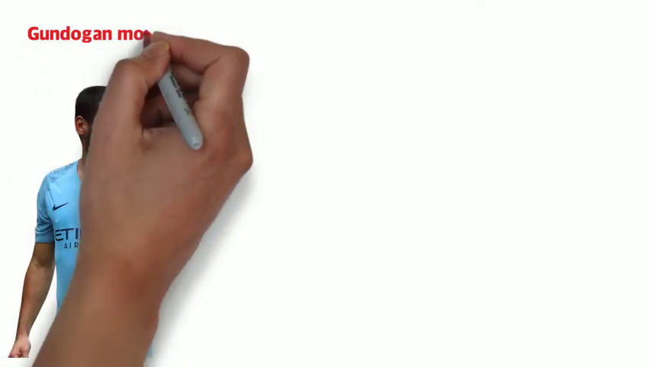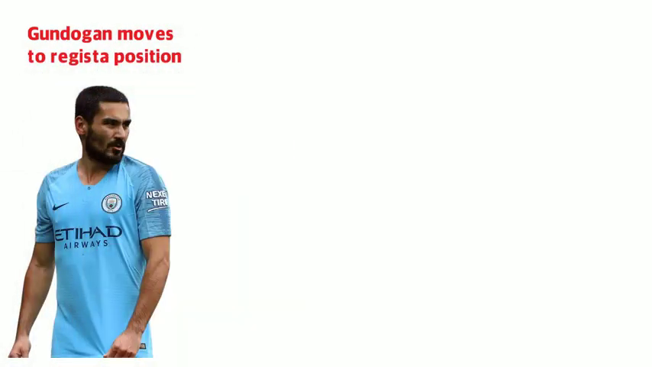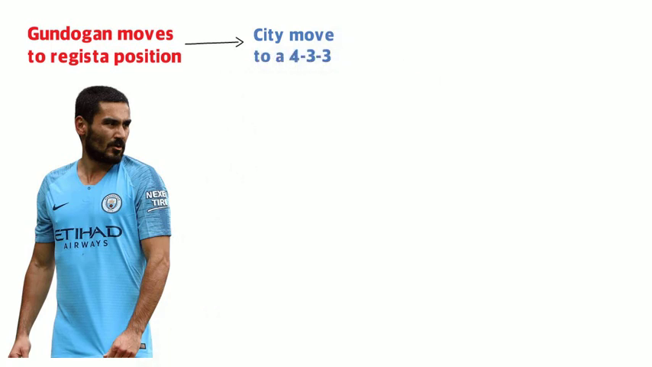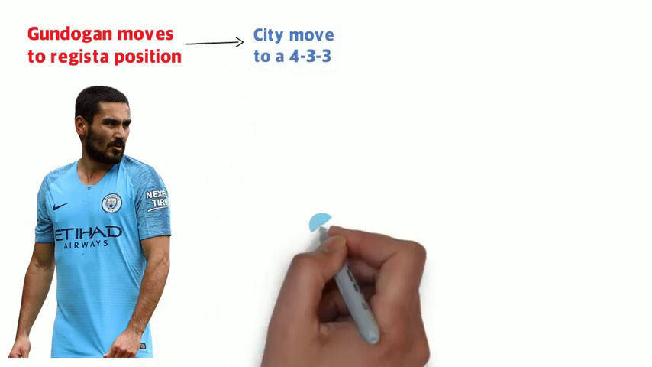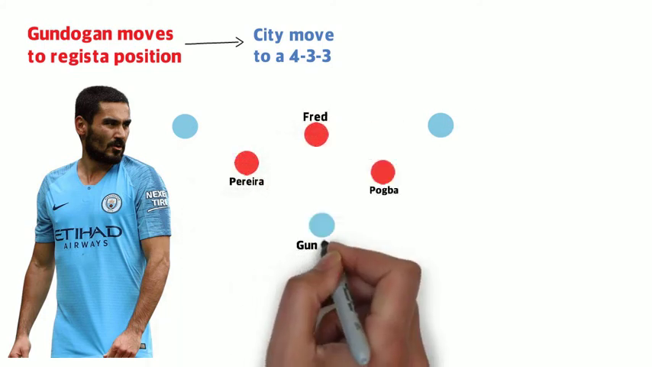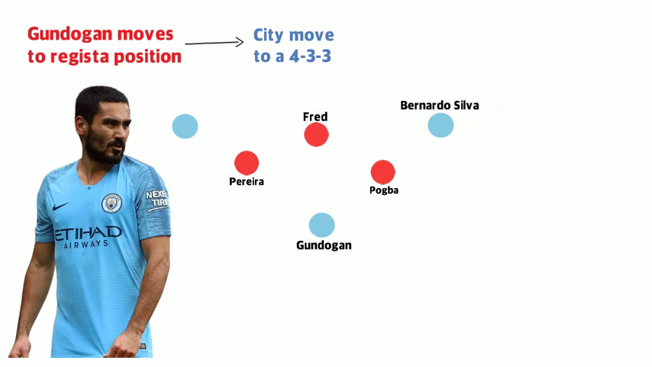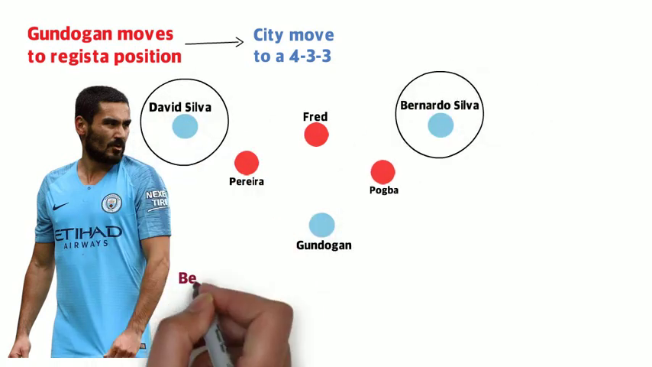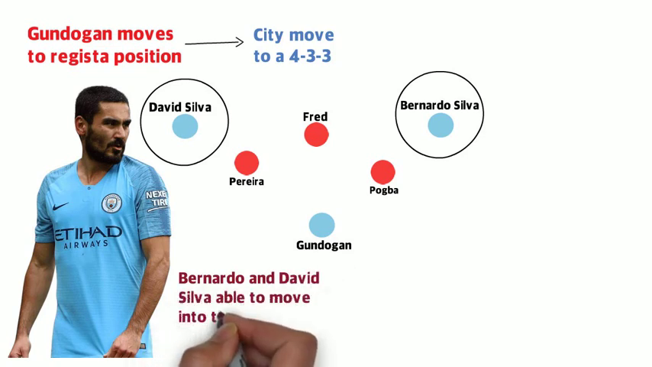Guardiola put Gundogan in that reduced position when Fernandinho went off, and City reverted to a 4-3-3 system, with Bernardo Silva and David Silva playing as the Roman central midfielders. Fred, Pogba and Pereira couldn't keep up the same intensity in the press, which allowed City to build up and control possession in the middle third, from which Bernardo Silva and David Silva could pull off into the half spaces in behind Pogba and Pereira, which was seen for Bernardo Silva's goal.